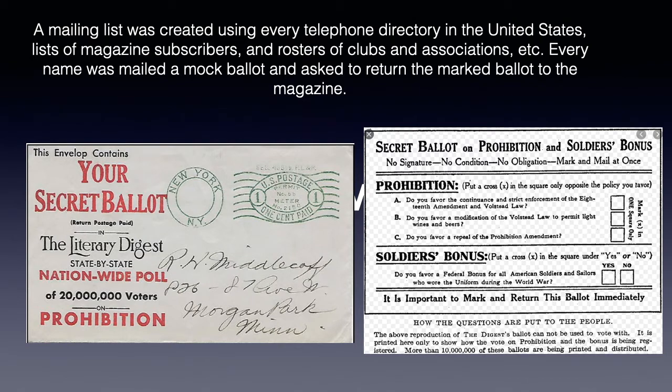So here's an example of a poll they did around Prohibition. Every person with a known address was mailed a secret ballot postcard that they were then asked to return. The image on the left is the envelope they were sent, and the image on the right is the postcard they were asked to fill out and return. To predict the outcome, in this case the amount of support for Prohibition, the Literary Digest would then simply add up the responses and announce the results.